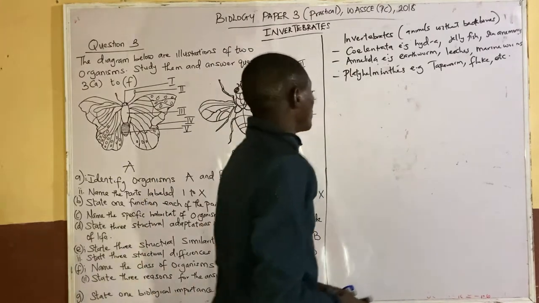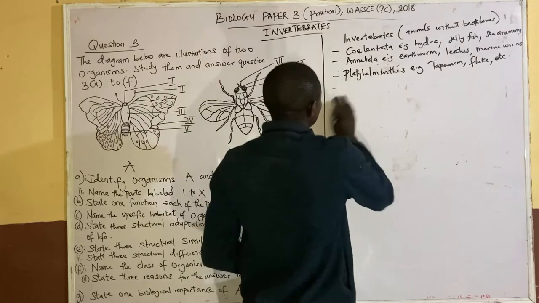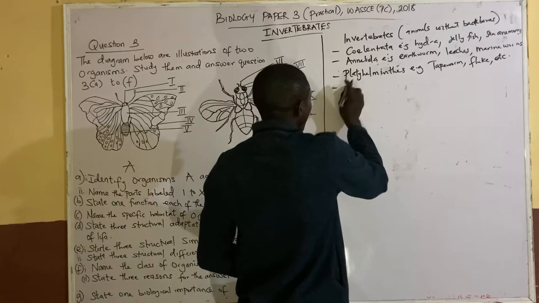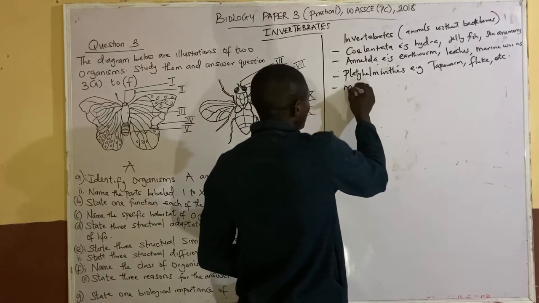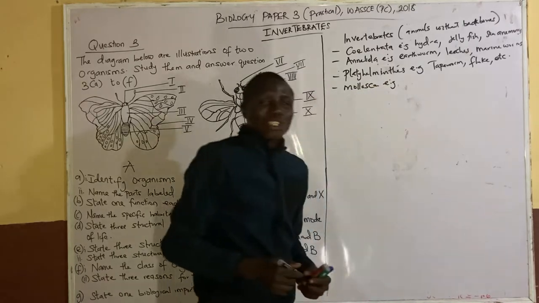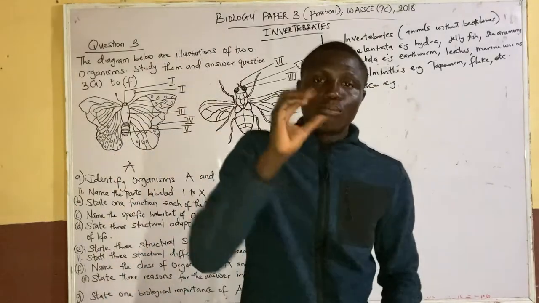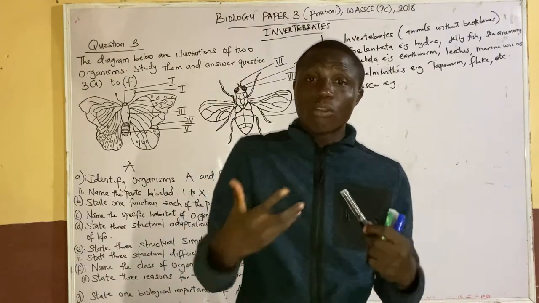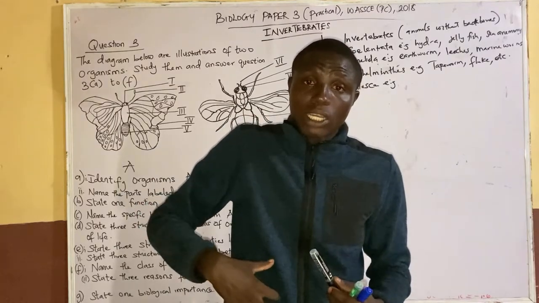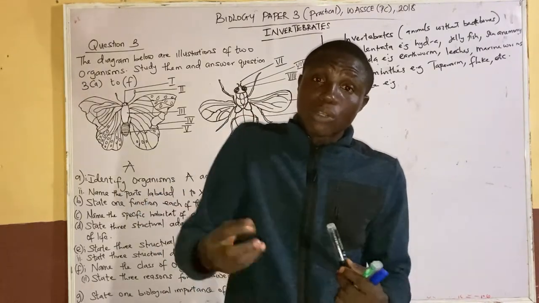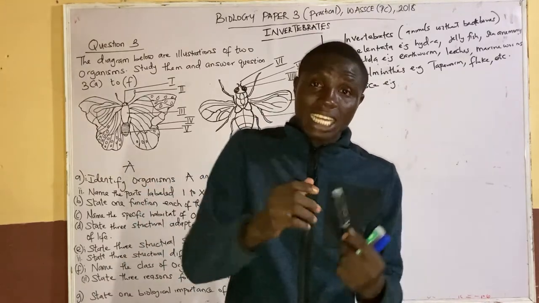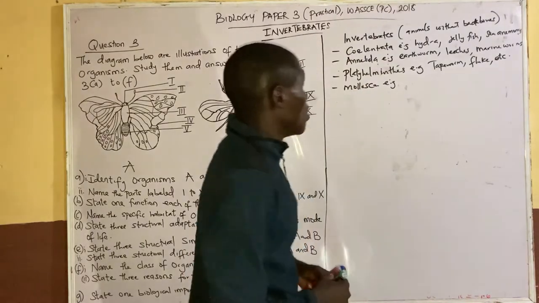So we have the first ones, the Coelenterata, the annelida, the platyhelminthes. Let me just go to the mollusca first. Mollusca consists of a group of animals which have soft bodies, but they are protected by a hard calcareous shell.